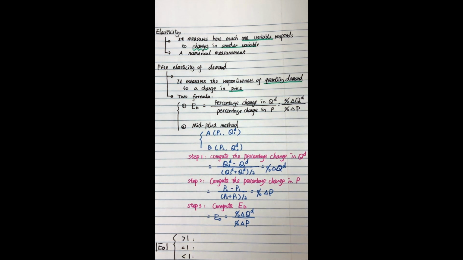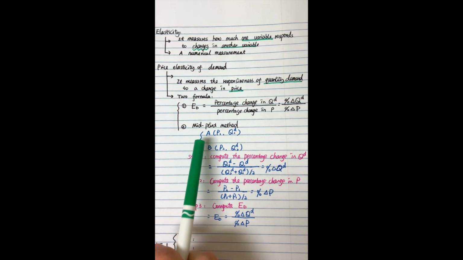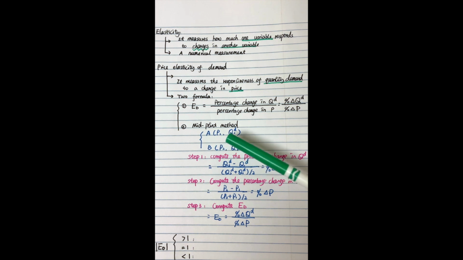However, sometimes the questions may not tell you the percentage change directly. Right? It might tell you there are 2 points on the demand curve and ask you to compute the price elasticity between these 2 points. So it could be like this. Give you 1 point, like point A, where the price equals P1 and the corresponding quantity demanded equals Q1. And there is another point on the demand curve, where the price could be P2 and the quantity demanded could be Q2.